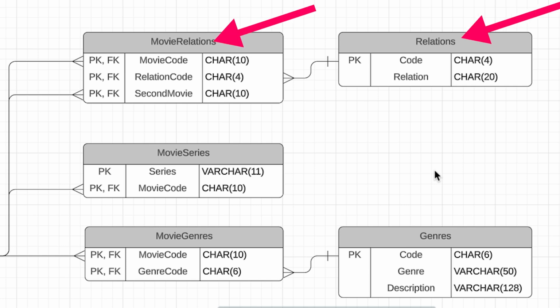Let's look at these relations tables. According to the comments on the post, these relations are for things like prequels of movies, or for movies that have the same story but a different period. This is a good way of capturing this.